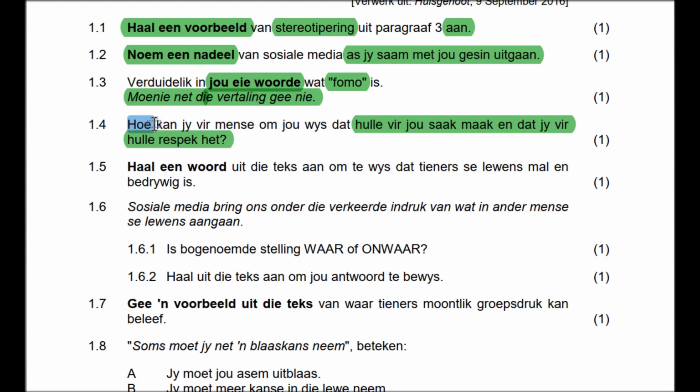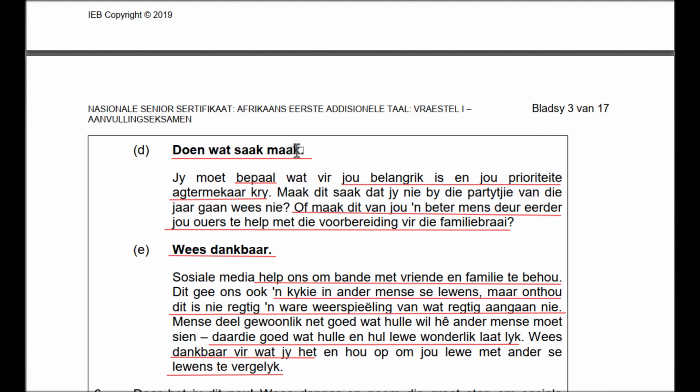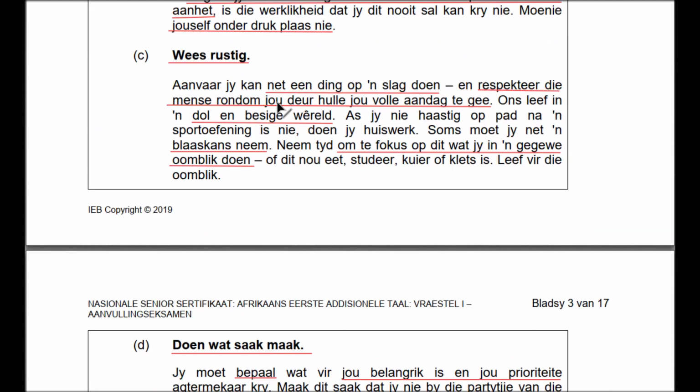How would you be able to show people that they matter to you and that you respect them? Now, I remember reading in the passage that it was saying that if I respect someone, I will pay full attention to them.